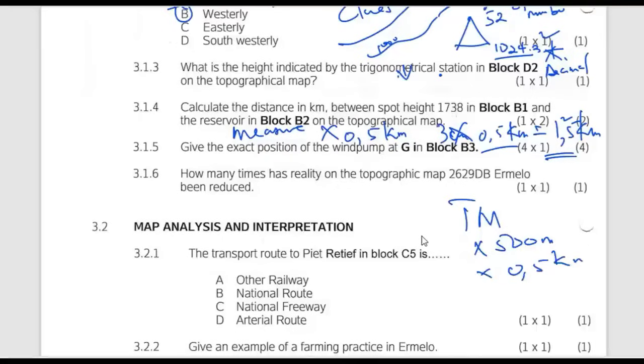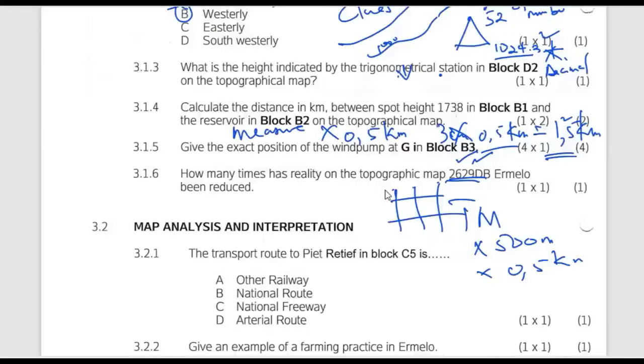Right. Give the exact position of the wind pump, that is grid referencing using the coordinate system. Remember, when you are checking on your map, the value for degrees, longitude and latitude is already given on the map reference here. You don't need to worry about this. They are already provided. It means your 23 is in degrees for latitude and your 29 is in degrees for longitude. And also the additional lines, they have got markings of minute lines. What you need to do is to calculate the second position so that you are able to figure out your final response. Then it says how many times has reality on the topographic map MLO been reduced?